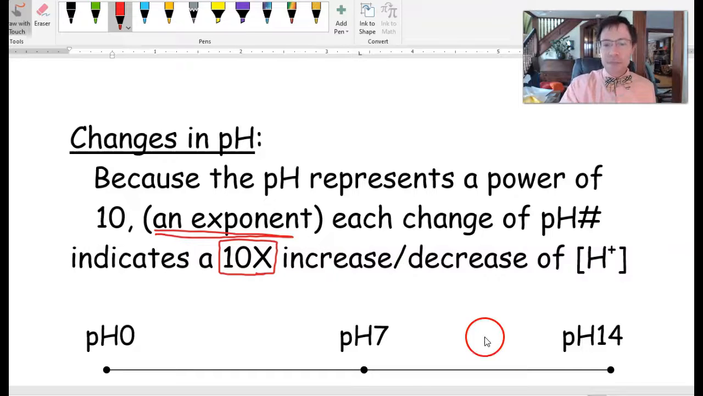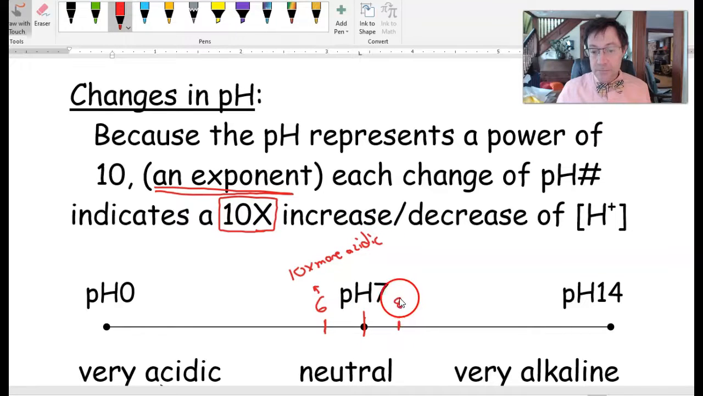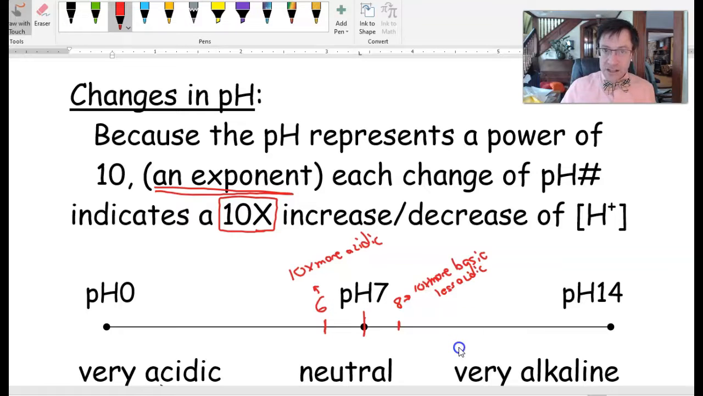So that means that if 7 is neutral, right? If we come down to 6, 6 is 10 times more acidic. If we went to pH of 8, this is 10 times more basic, or 10 times less acidic. You guys understand what I'm saying here?